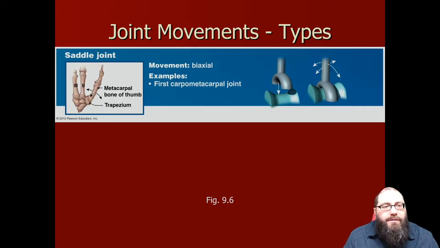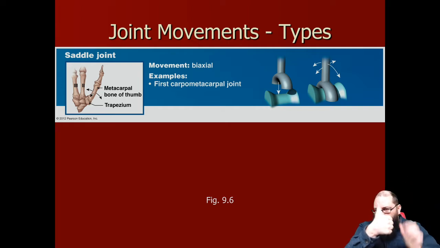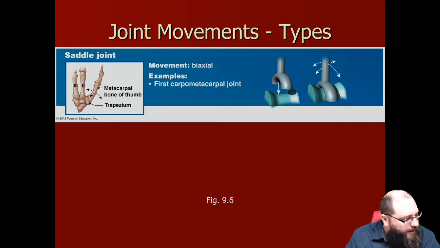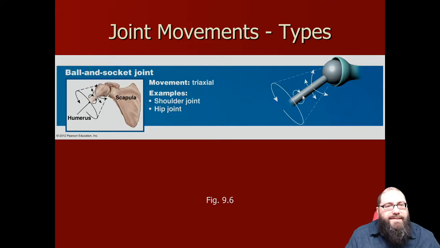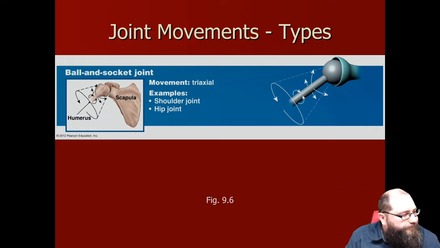Another biaxial, first metacarpal joint, one way only. This first joint, only that one. This one can do this, this, and this. Okay. Ball and socket joint. This is your hips and shoulders. Being able to circumduct, okay?